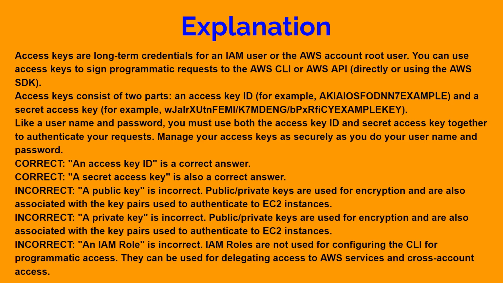Correct. An access key ID is a correct answer. Correct. A secret access key is also a correct answer. Incorrect. A public key is incorrect. Public/private keys are used for encryption and are also associated with the key pairs used to authenticate to EC2 instances. Incorrect. A private key is incorrect. Public/private keys are used for encryption and are also associated with the key pairs used to authenticate to EC2 instances.